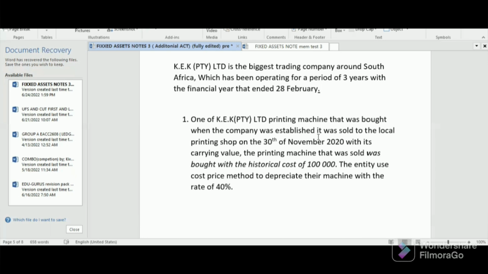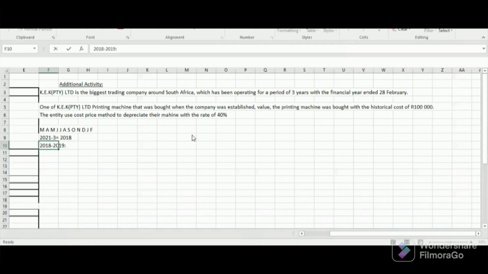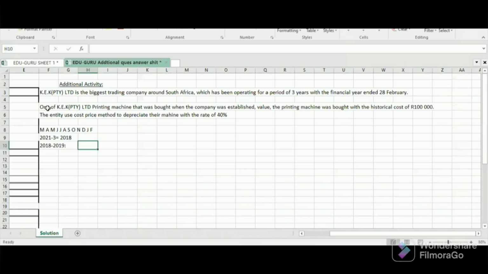So now I would like us to move to our Excel and do our calculations there. We are in the additional activity. There's the information, some of which is missing here. I don't know what's happening with this Excel. It keeps on cutting my information.